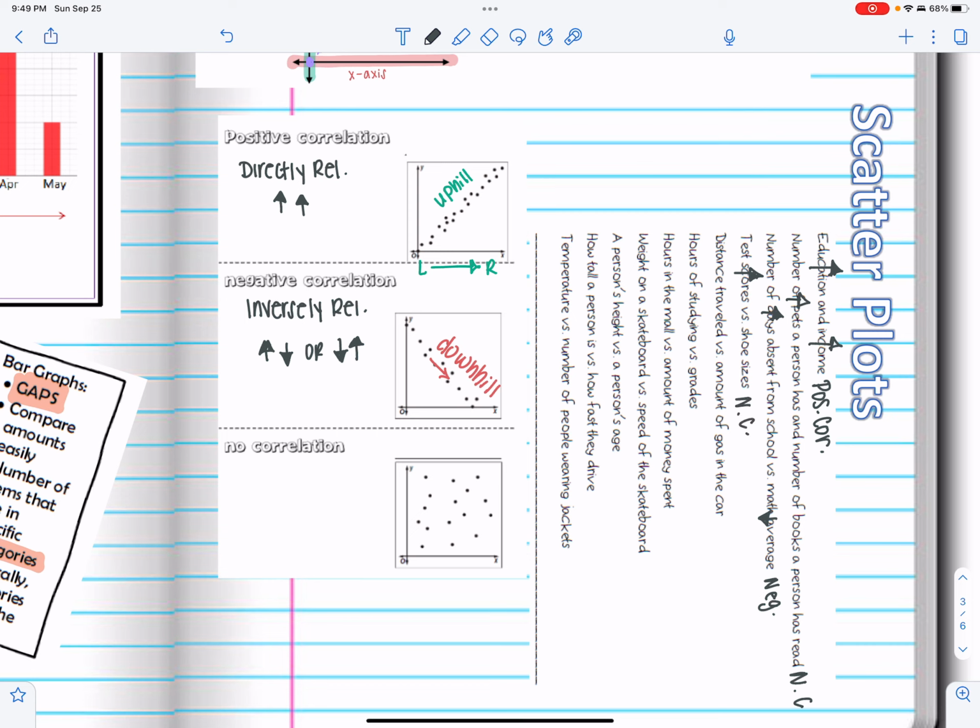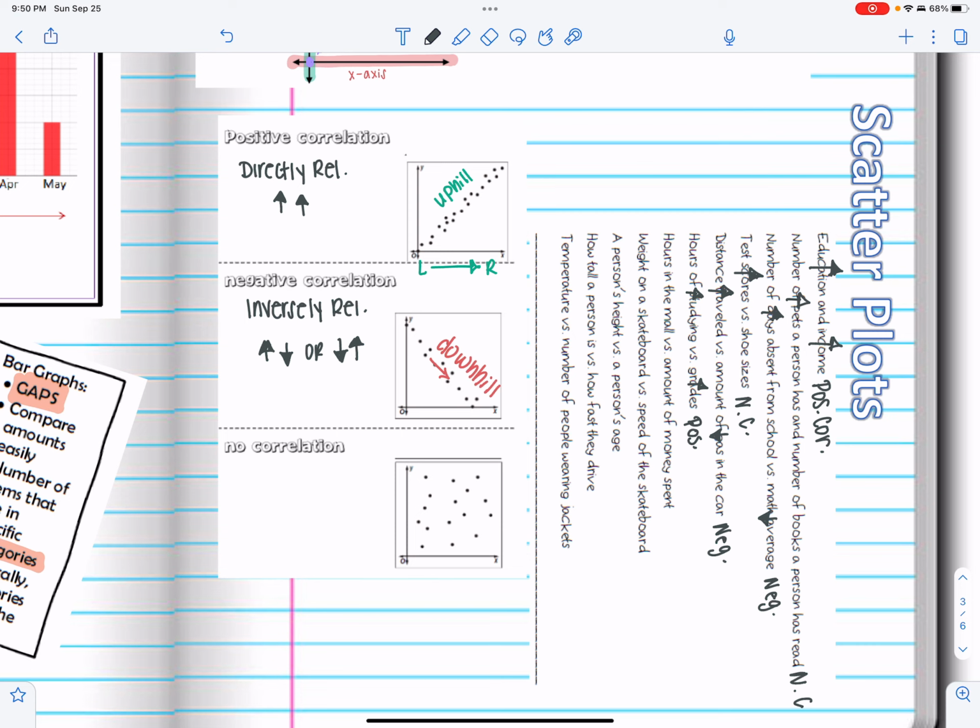Distance traveled versus amount of gas in the car. As the distance traveled increases, I travel further or I travel more, the amount of gas in my car is going to decrease. And so that one is going to be a negative correlation. Hours studying versus grade. Well, theoretically, as my hours studying increase, so should my grade. So that one is going to be a positive correlation.